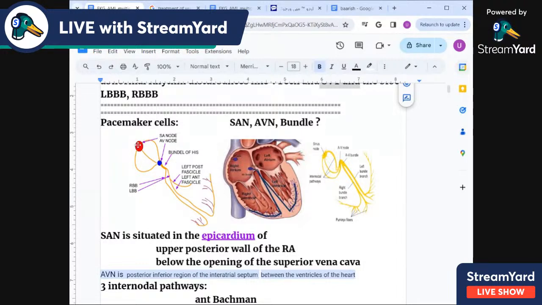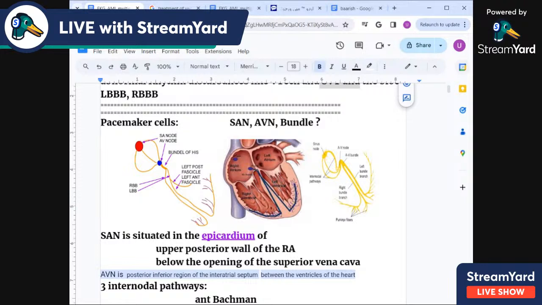And how is the impulse spread from the SA node? The SA node impulse stimulates the atria directly and is connected to the AV node to conduct the impulse to the ventricle. There are three internodal pathways that connect the SA node to the AV node: the anterior Bachmann, middle Wenckebach, and posterior Thorel. And after the AV node, we have the bundle of His that arises from the AV node. It divides into two, the right bundle branch and the left bundle branch.